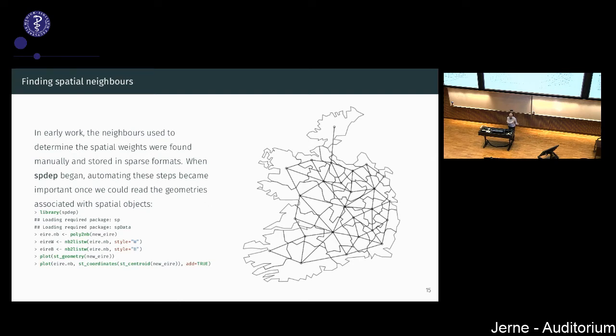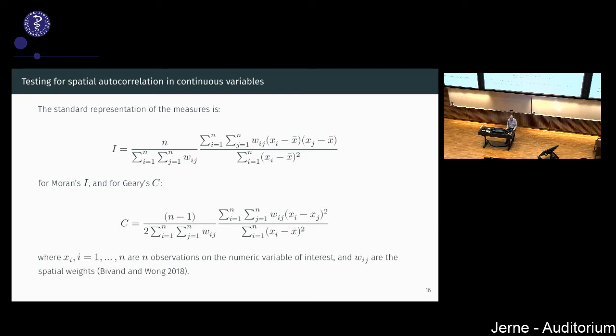In early work, you didn't have the digital boundaries, so you couldn't use the digital boundaries here in the function poly2nb to grab the neighbors. You had to look at the map and note it down on a piece of paper, which county is the neighbor of which, and go from there. And that will be the place we'll go in a moment.